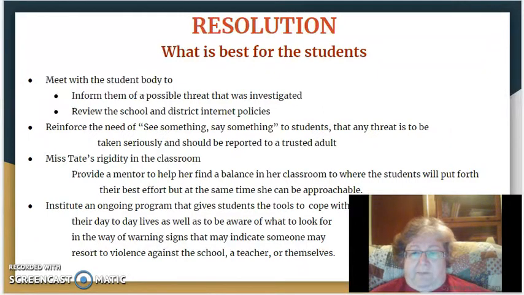Institute a program that gives the students the tools to cope with their everyday lives, and as well to be aware of what signs to look for if someone is thinking about taking violence against the school, a teacher, or themselves.